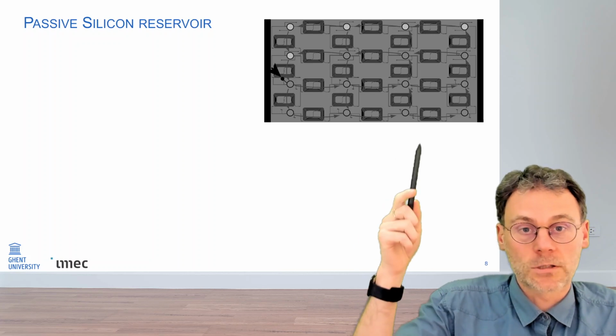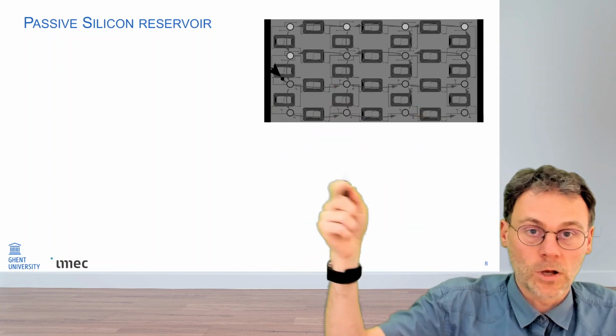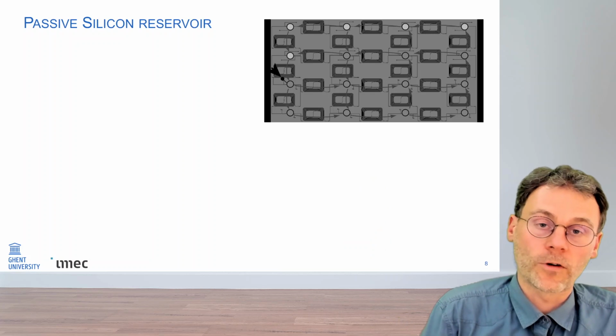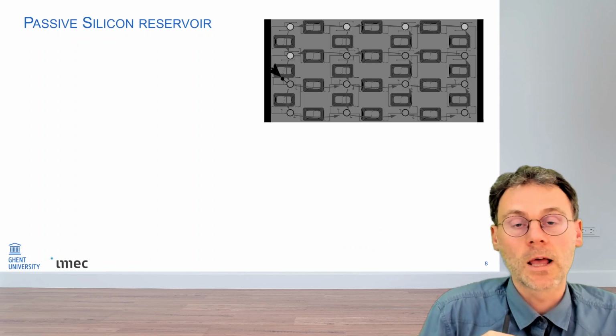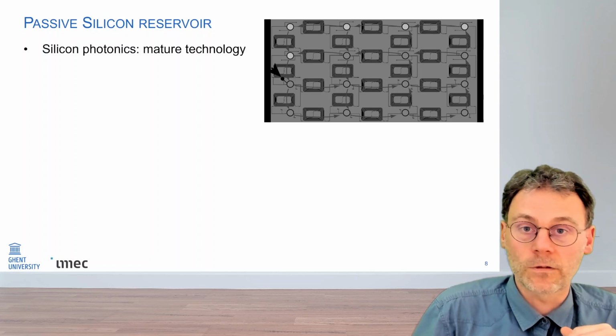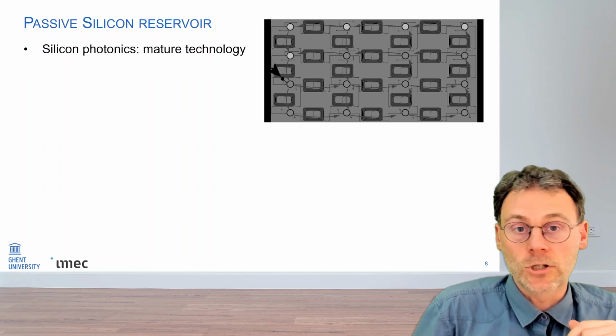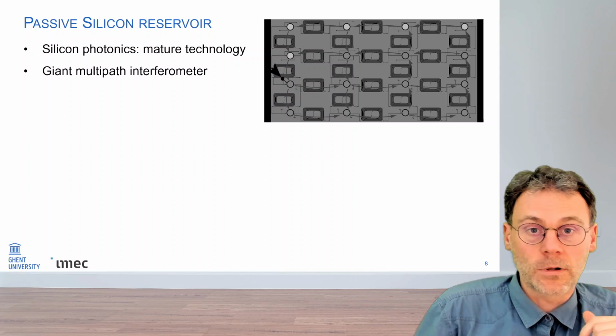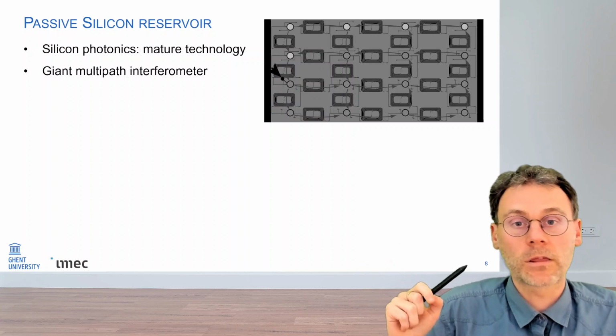And this is the first hardware implementation on a silicon photonic chip of such a reservoir that we tried. And of course, silicon photonics is very attractive, a very mature technology. And the structure of the reservoir is also quite simple. It's basically a giant multipath interferometer.